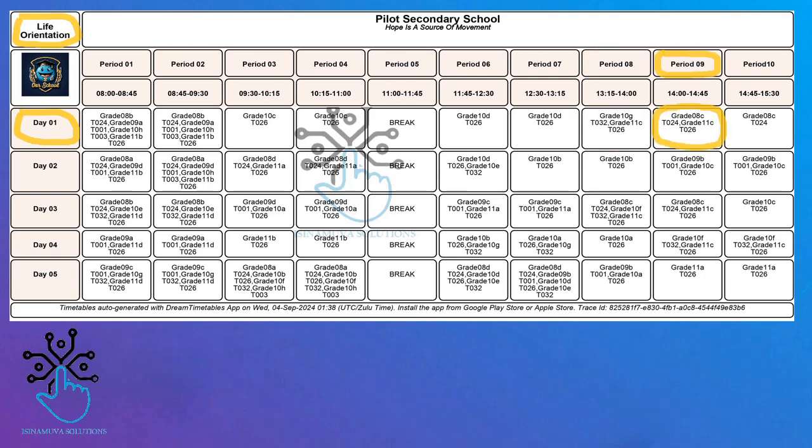In period 9, teacher T024 teaches life orientation to grade 8C, and teacher T026 teaches the subject to grade 11C students. Finally, in period 10, teacher T024 teaches the life orientation subject to grade 8C students. There are actually overlaps between the individual subject timetable and the individual teacher timetable.